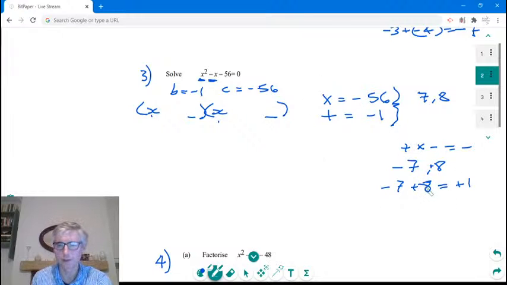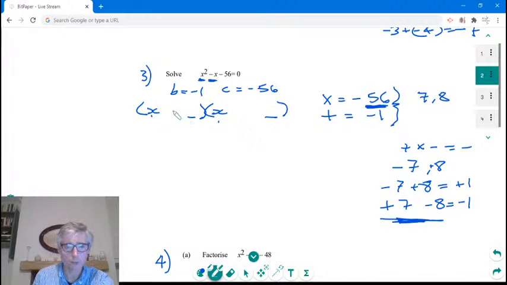So that's not quite right. It's close. So I'm going to try making the signs the other way around. I'm going to go +7 and -8. Now they do multiply to make -56, so there would be possibilities for the right answer for this. And actually, if we add them together, +7 take away 8 is actually -1. So those are the solutions we're looking for. So we can put them into the brackets, +7 and -8.